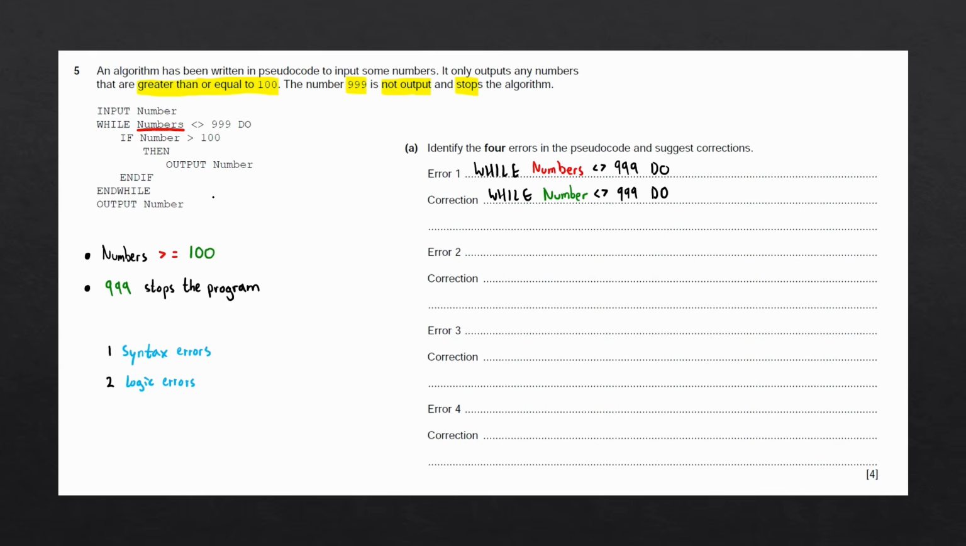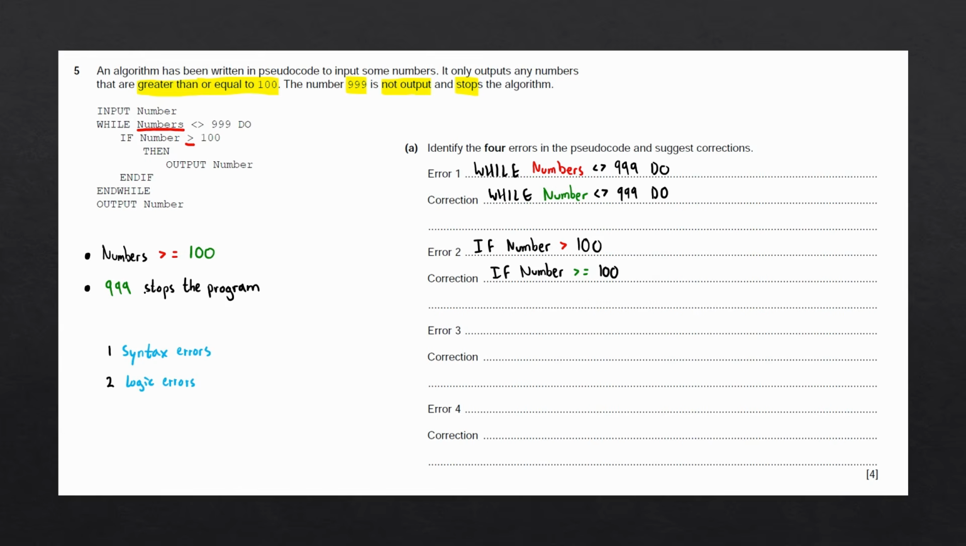So we now want to look for any logical errors. For this, we can refer to our points. The first point says that we only want to output any numbers that are greater than or equal to 100. If we look at our code, inside the while loop, we're checking if the number is greater than 100, and only if it's greater than 100, we output the number. So there is the second error. This greater than sign needs to be greater than or equal to. Let's write in this line as the second error, and we'll write the correct version.